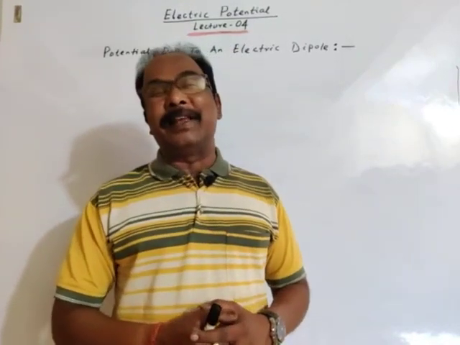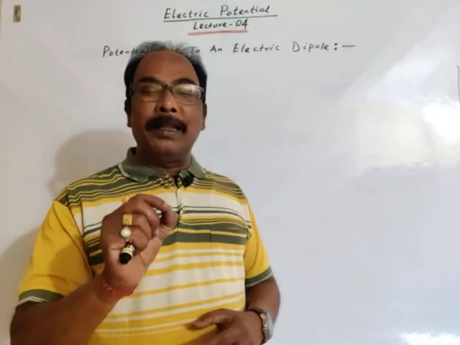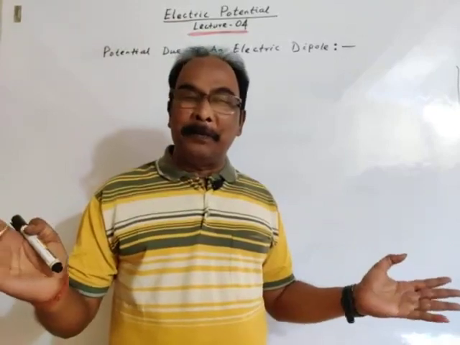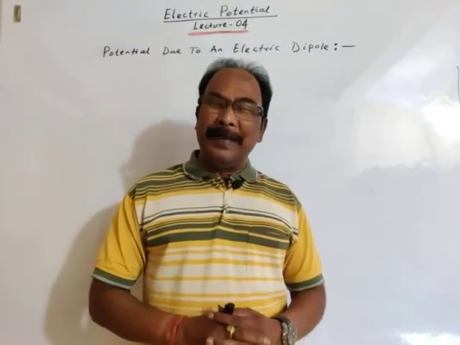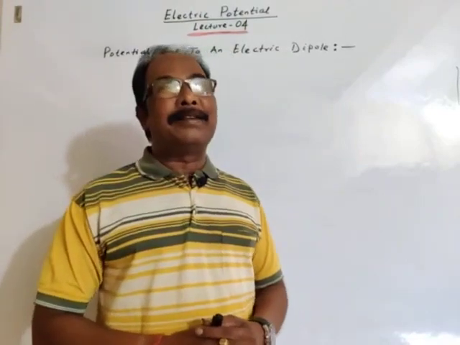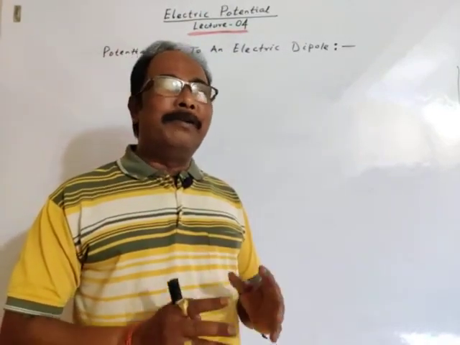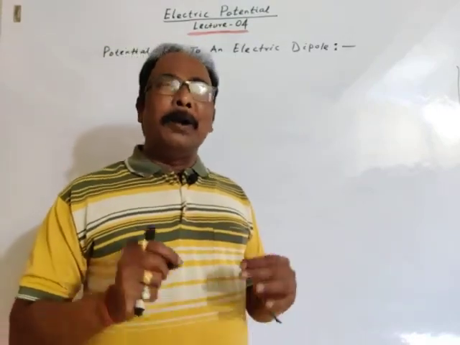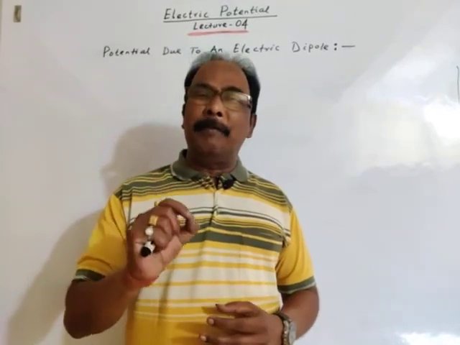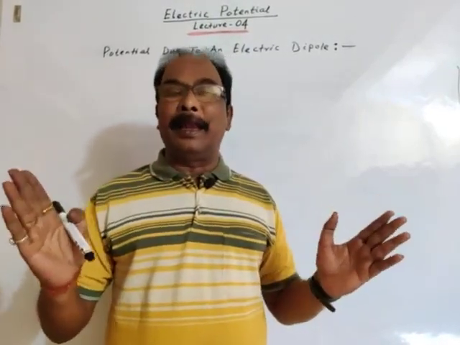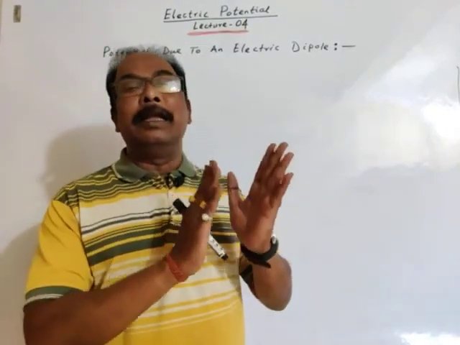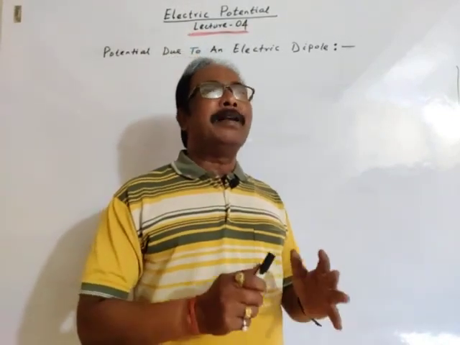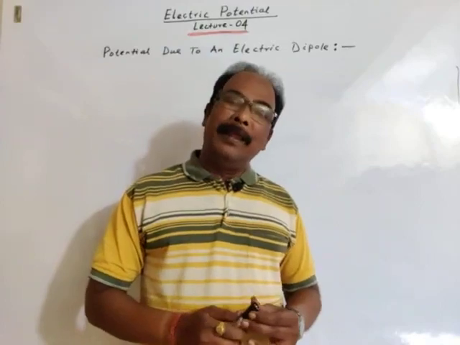In this lecture, we will discuss electric potential due to a dipole. In chapter 1, on electric charge and electric field, we discussed electric dipole briefly, and we found the expression for electric field intensity due to an electric dipole on the axial line, on the equatorial line, and also at any position. So first, let's recall the electric dipole.